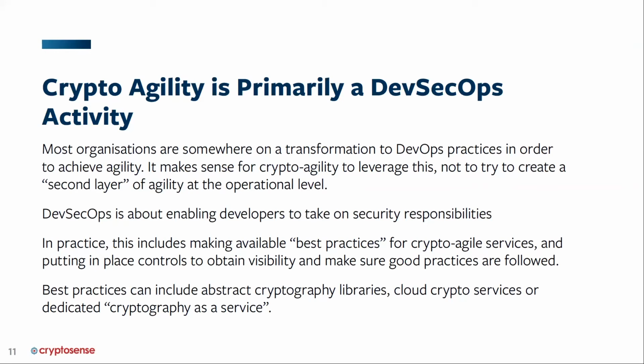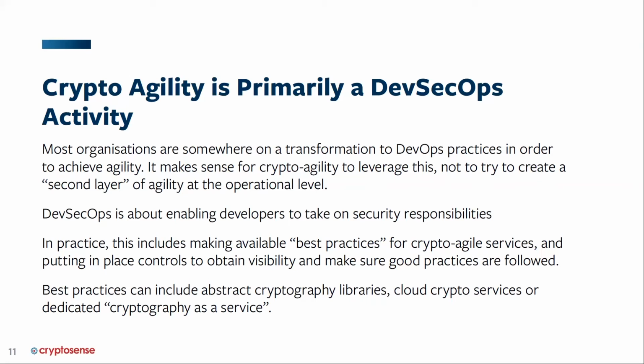And then about where we actually do this agility. As I said, most organizations that we speak to, at CryptoSense at least, are somewhere on a transformation to DevOps practices. And this is motivated by agility. So agility, not just crypto agility, but agility in the large, making our products, getting them to market faster, making them adjust to our customer needs faster, taking on competition faster, all that good stuff. And so it makes sense for our crypto agility to leverage these efforts and not try and create some kind of operational level of agility that's separate.